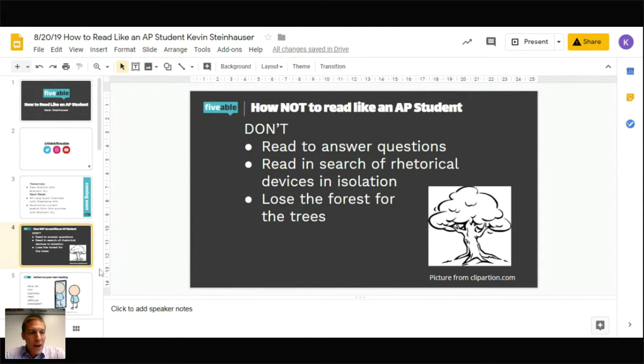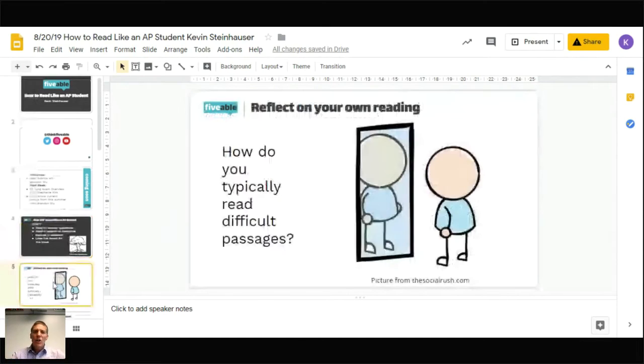All right, so here's my question for you all. How do you typically read difficult passages? I'll leave that pretty vague. I just want you to post that into the chat. What reading strategies do you have in your wheelhouse? This could be any type of reading: a novel, a short story, a poem even, a nonfiction text, a current event, anything. What do you do to be successful when you read difficult passages? So if you could just post that into the chat as we're talking through this.